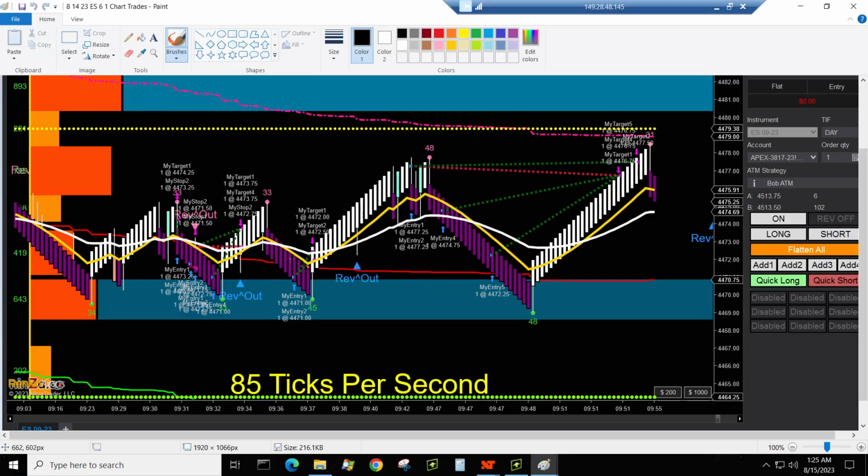This is the next one. So by this time I was up 300. Took this trade here where I just hit quick long. Boom. I'm up 300 here. Again, looking for 4 ticks, and just look what a mess this was.